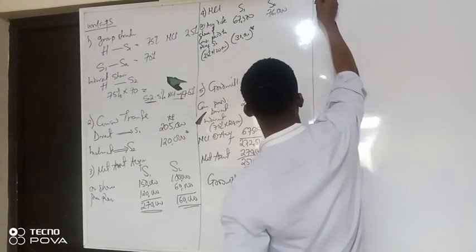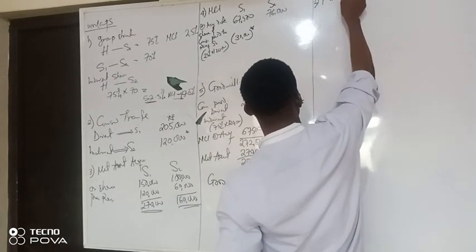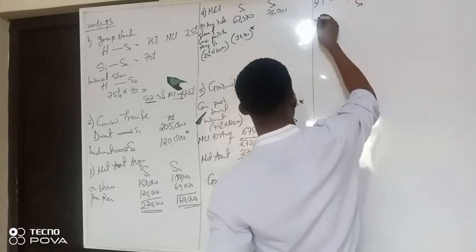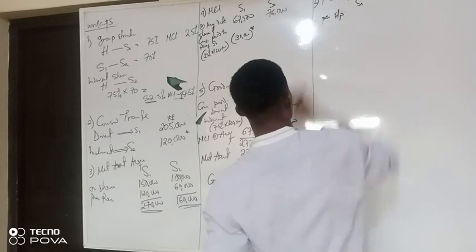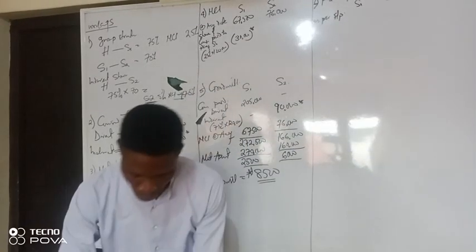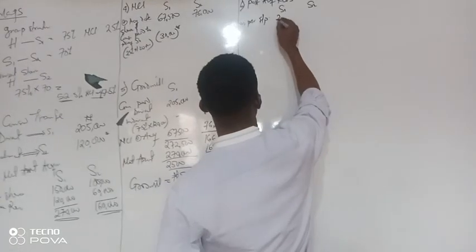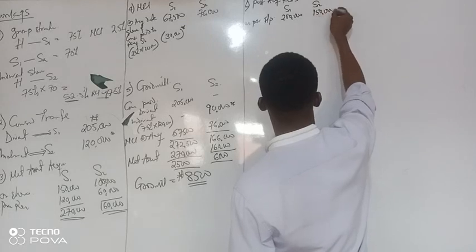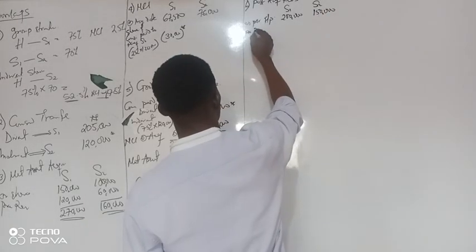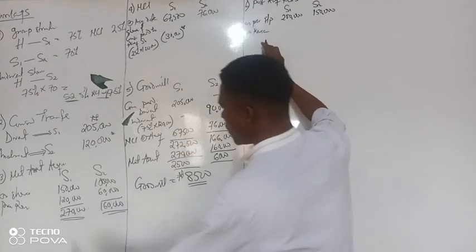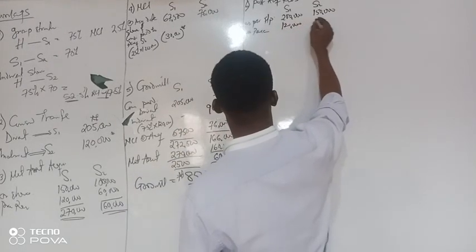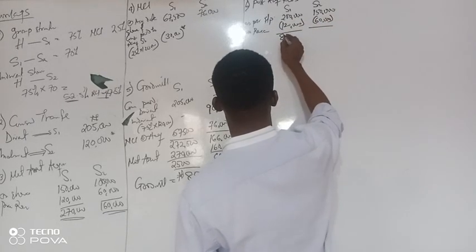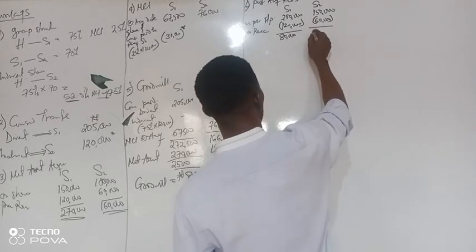Number 6. What next? Post acquisition reserve for S1 and for S2 as per the financial position. How much do you have for S1? 200,000. S2 has 150,000. What next? Let's make the reserve. How's our reserve? 120 and 60. And now you pull it out. There is no other information. 80 and 90.